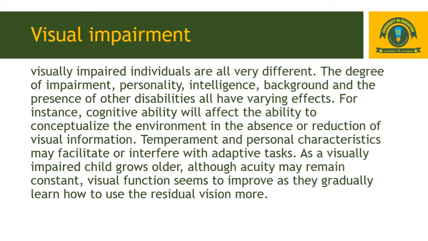First of all, we will discuss what is the impact of visual impairment on cognitive development. Visually impaired individuals are all very different. The degree of impairment, personality, intelligence, background, and the presence of other disabilities all have varying effects. So these are the major factors which can affect. Among these, degree of impairment, like mild visually impaired, mild to moderate, and severe to profound or profound visual impairment can differently affect the cognitive abilities of visually impaired children. Similarly, personality, intelligence and background and the presence of other disabilities can also affect.